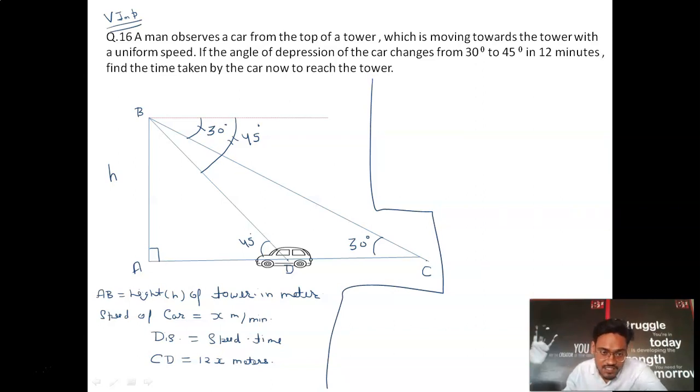Now students, I have to find the time taken to travel the distance AD. Suppose the required time is t.